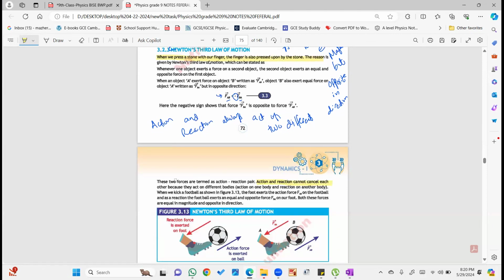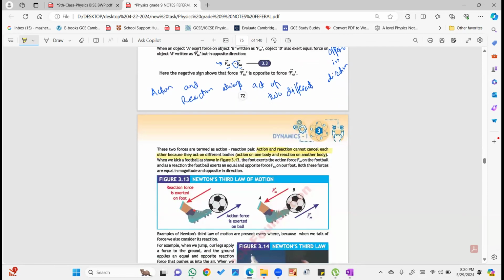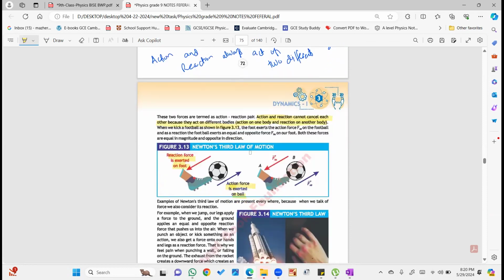Here, action and reaction cannot cancel each other because they act on two different bodies. Action on one body and reaction on another body. So when we kick the football, that is the action, and reaction force is exerted on the foot. They both are equal in magnitude, but in different directions. So that's why they do not cancel out each other.